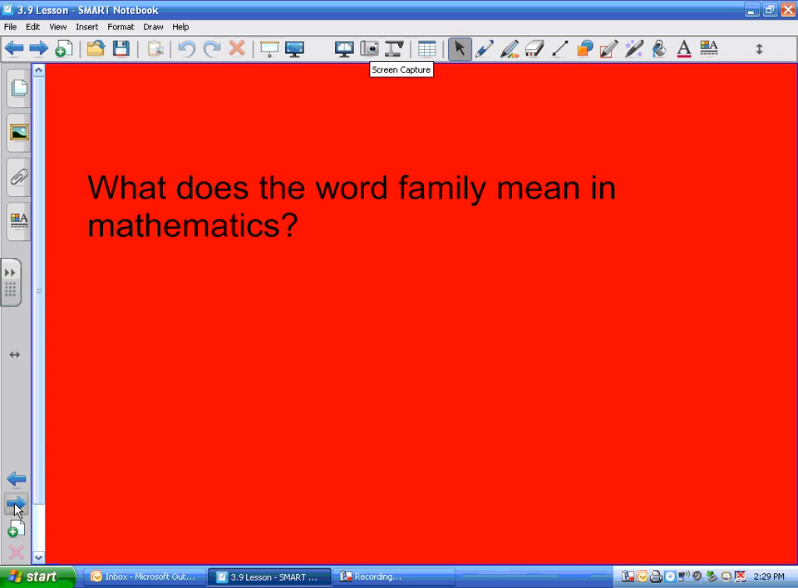So what does the word family mean in mathematics? Tiana? It's like if I put 5 times 1 equals 5, and then if I put 1 times 5 equals 5, it would be the same. Yeah, so what you're saying is that some mathematical sentences all contain the same numbers. So if you had a 5 and a 1 and a 5, you could go 5 times 1 is 5, but 1 times 5 is 5, or 5 divided by 1 is 5, right? Those are what we call related multiplication statements, or family things.